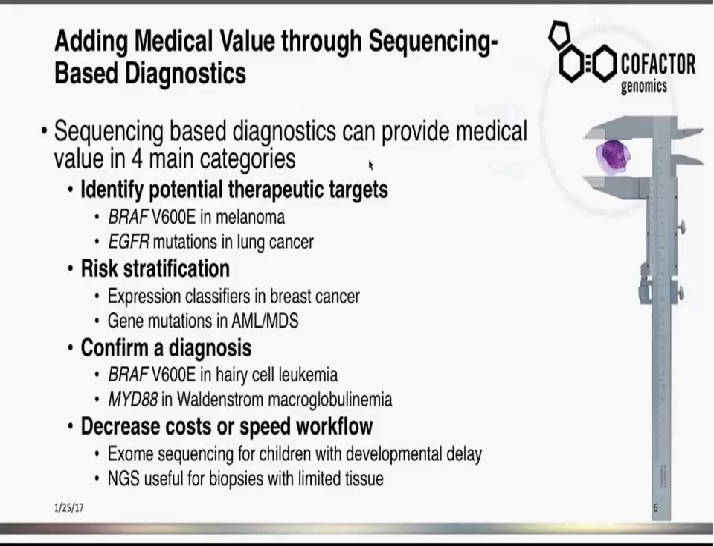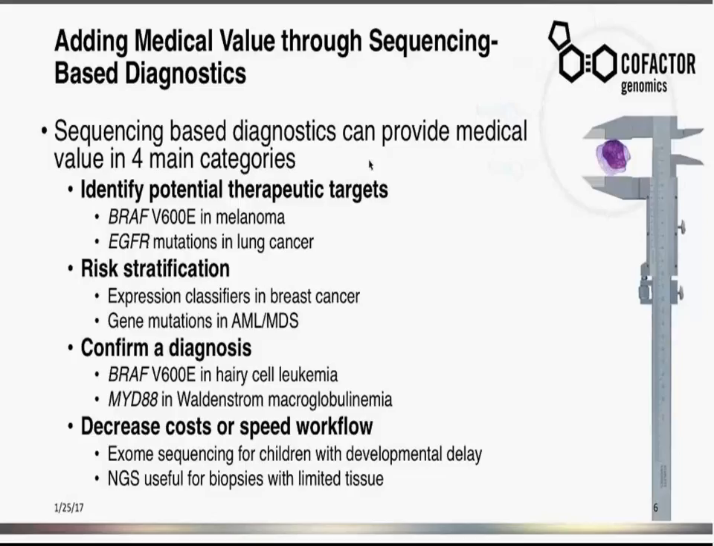Basically, there are really four main reasons to perform clinical sequencing. The main reason that most people order clinical sequencing is to identify potential therapeutic targets. That would be like BRAF V600E in melanomas, or targetable EGFR mutations in lung cancer. Probably the second most common reason that physicians would order clinical NGS is for risk stratification. A good example is expression classifiers in breast cancer, or gene mutations in acute myeloid leukemia or MDS that carry specific prognostic significance. You may also order clinical grade NGS to confirm a diagnosis.